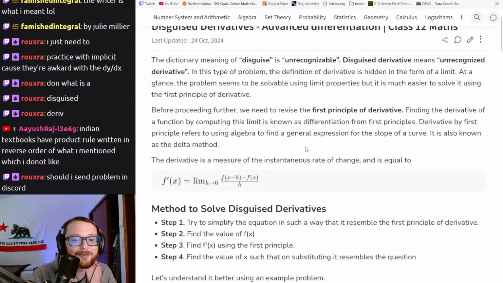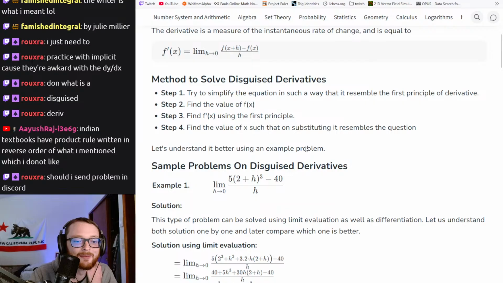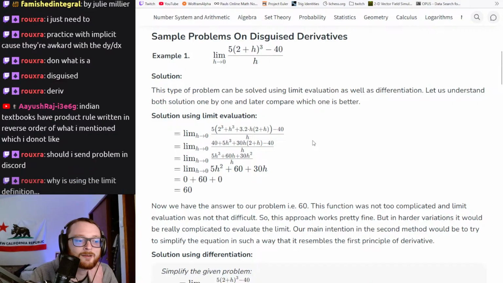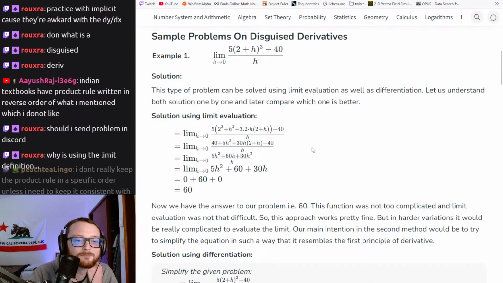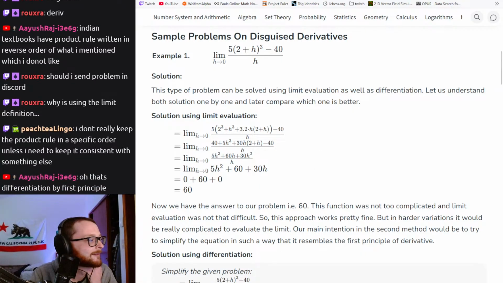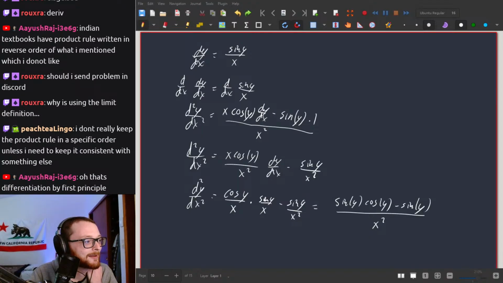Oh, yeah, send your problem. I don't like this type of problem. That's fair, Peach Tea. It doesn't actually matter which order. But the alphabetic order just feels so much better. Yeah, it is.